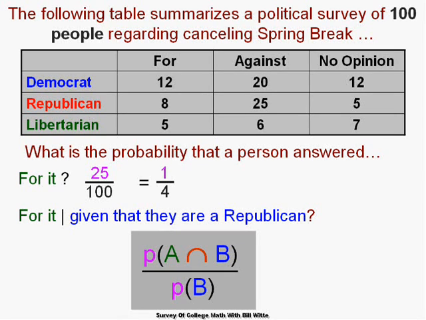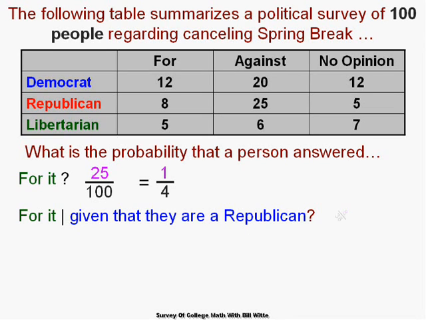Once again, the probability of both happening at the same time is they're for it and they're Republican. Well, there it is right there, 8, over the probability of B, which is the probability that they're Republican, 8 plus 25 plus 5. Is that your final answer? Well, let's reduce it. And there it is, 4/19. Okay, we'll do a couple more. Get you remembering this formula.